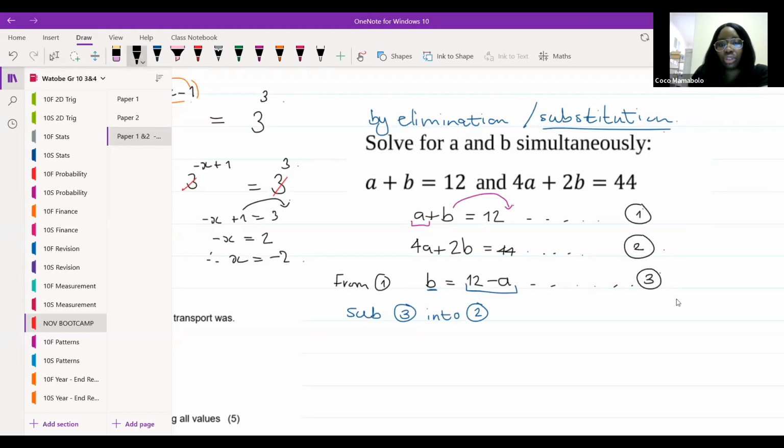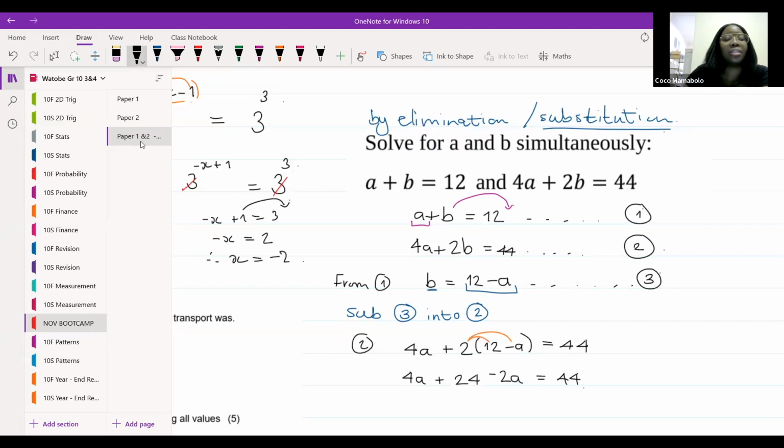Okay, so I'm going to take equation 2 and I'm going to go 4A plus 2 times, now there's a B, so I'm going to replace that B with 12 minus A. 2 times 12 minus A is equal to 44. Now we've only got A's that we're working in, so we can then solve for A. So I'm going to multiply this in over here. I'm going to get 4A plus 2 times 12 will give me 24. 2 times negative A will give me minus 2A is equal to 44.